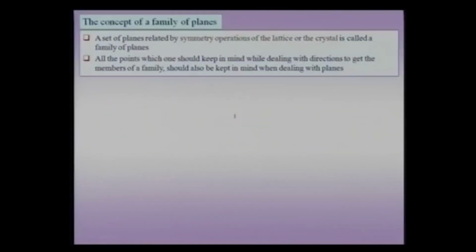So, like before, we could have the concept of a family of planes, and since we have defined the family, meaning that they are a translationally equivalent set. To be more precise, symmetry related set. Therefore, I need to apply all the symmetry operations on this plane, and I would get the symmetrically equivalent set of planes, which would be called a family of planes. So, this is no different in that sense from the symmetrically related set of directions.